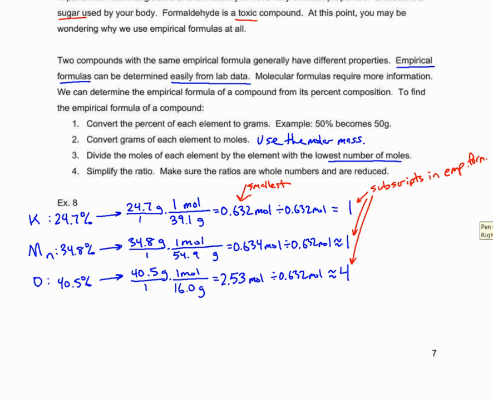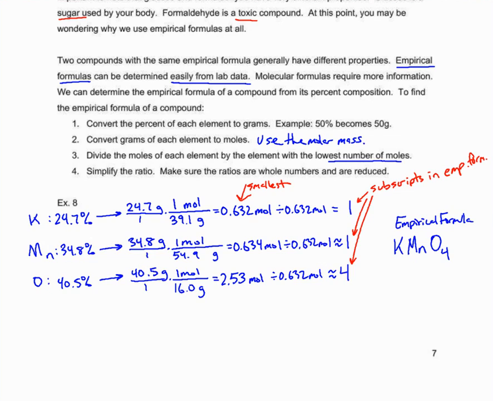And so what we end up with is an empirical formula that looks like this. K, and there's only one of them, so we just leave it off. Mn, and it's a 1, so we just leave it off. O4. So this is the empirical formula of this particular compound. It is potassium permanganate.